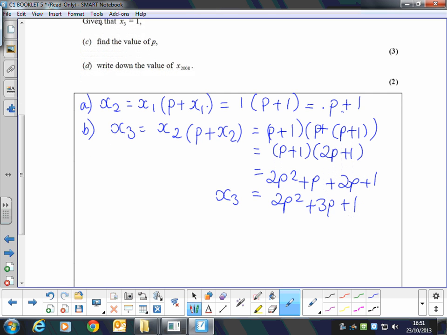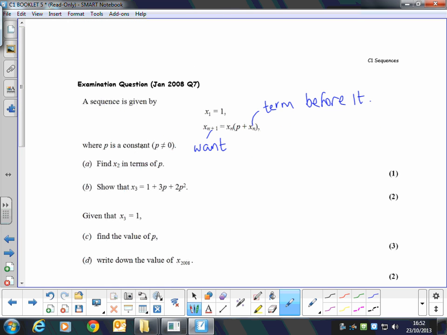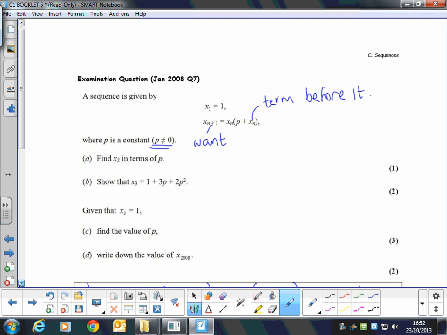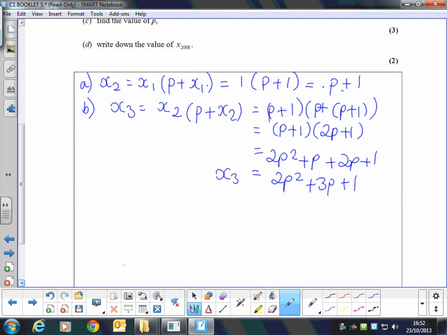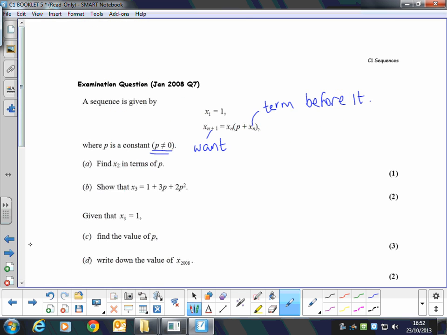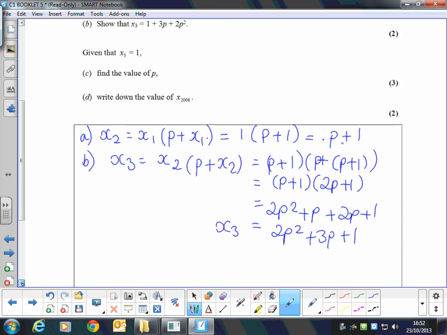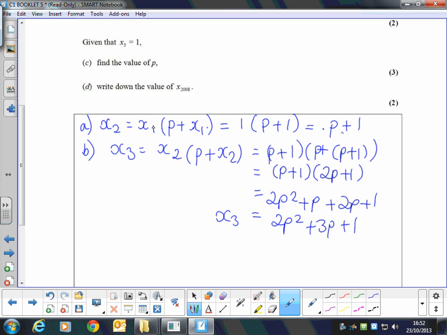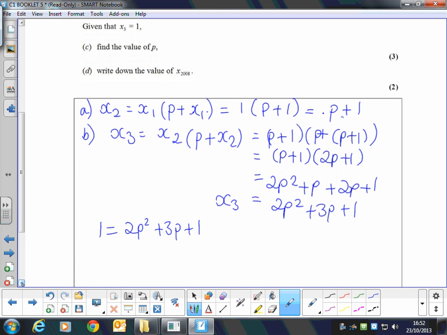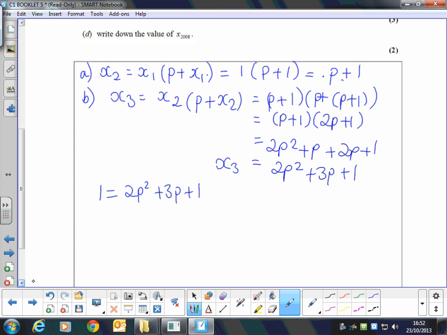The next bit tells us that we are given that x3 is equal to 1 and we need to find the value of p. So if we look back, p is a constant, but p does not equal 0. So instead of x3 we can put 1 into there. So we've got 1 is equal to 2p squared plus 3p plus 1. So that's a quadratic that we need to solve in order to find p. So before I can do that, I'm going to bring this 1 over to the other side, so I'm left with 0 on this side. So I get 2p squared plus 3p, plus 1 take away 1, which gives 0.